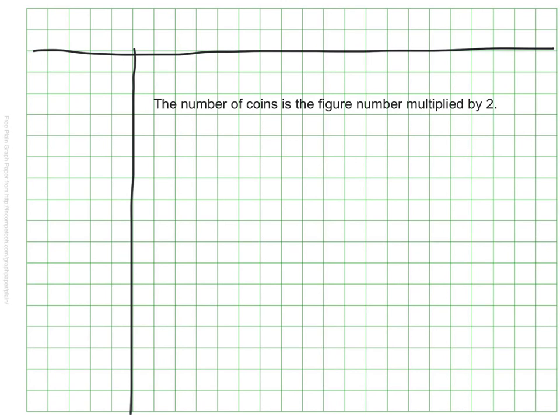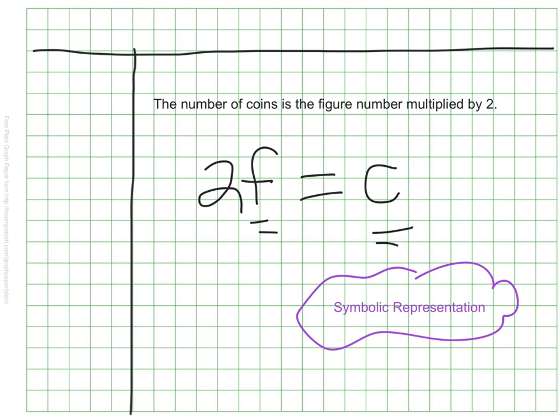So in my algebraic equation, I'm thinking to myself, well, if I use the figure number and I multiply the figure number by 2, it will equal the number of coins. Right? And I used C to stand for coins, because that made sense, and I used F to stand for figure number. Right? This is a rule or a symbolic representation. And now there's just one more way that we sometimes represent algebraic relationships.